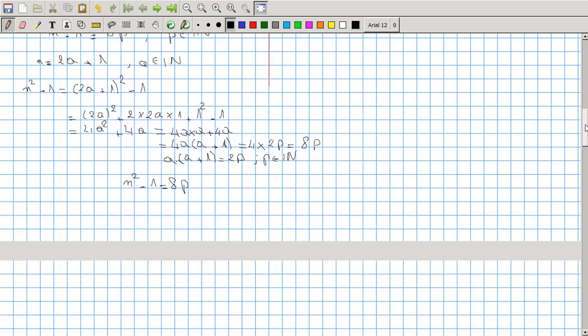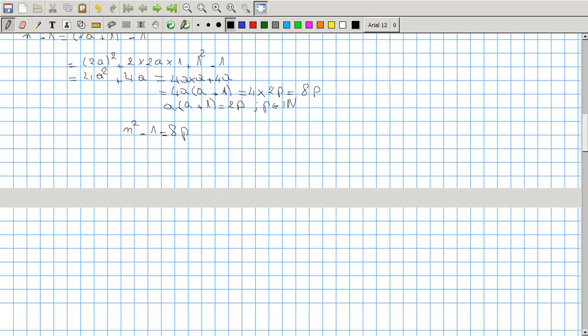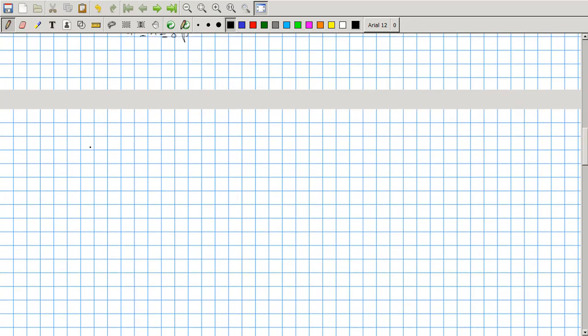The second question is: demonstrate that n to the power 4 minus 1 is a multiple of 16. We have to demonstrate that n to the power 4 minus 1 equals 16 times f, where f belongs to the set of natural numbers.